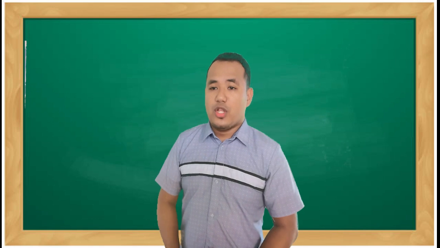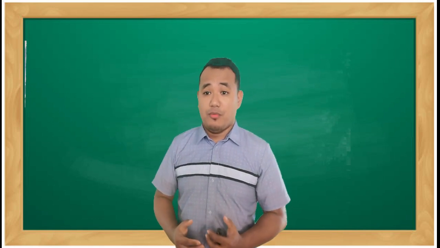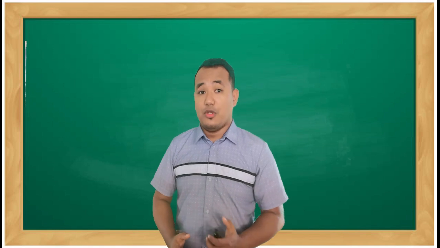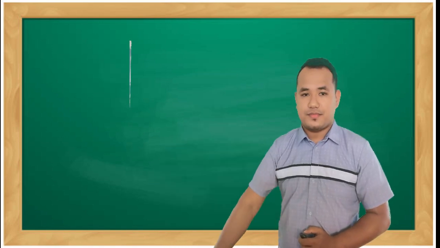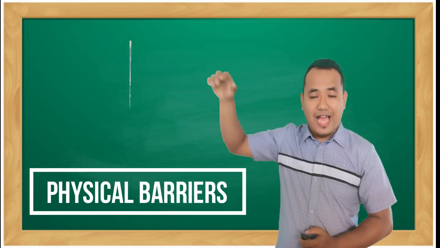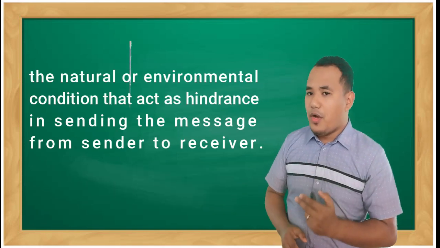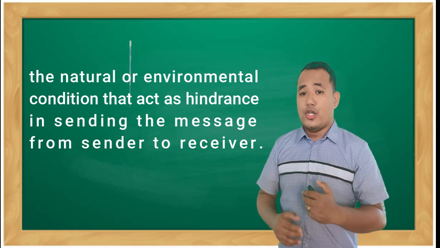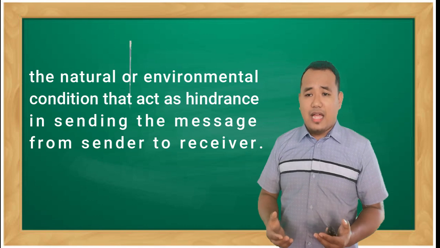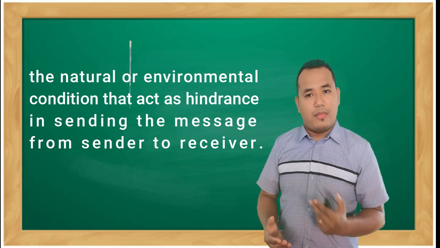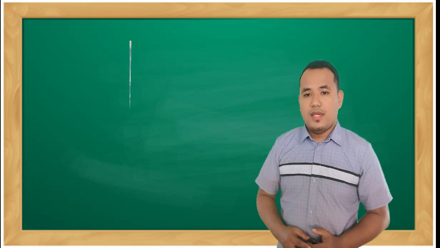For us to be aware of what communication breakdowns are, here are some of the barriers of communication that may cause communication failure. First, we have physical barriers. This type of communication barrier consists of the natural or environmental conditions that act as a hindrance in sending the message from the sender to the receiver.